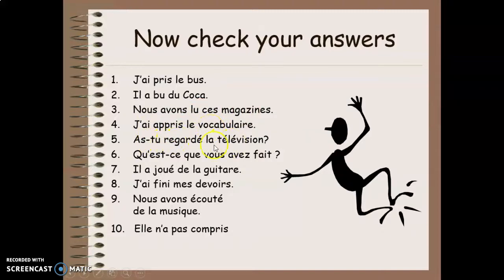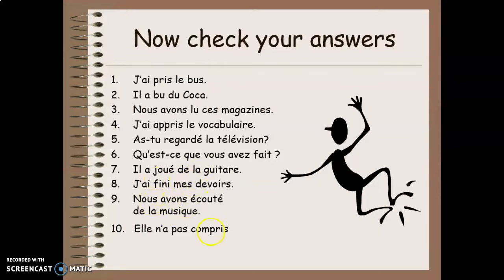As-tu regardé la télévision? Did you watch the TV? So that's a regular, that's the verb regarder, that's a normal one, okay? That follows the ER pattern, so take off the ER and add an é accent. Qu'est-ce que vous avez fait? What did you do? So there's your fait, yeah? That's an irregular, that's the verb faire, to do. Il a joué de la guitare, so he played the guitar, that's the verb jouer, so that's a regular ER verb. Then we have fini, so that's regular, that's just a simple IR verb, so you take off the IR and you just add on an I.